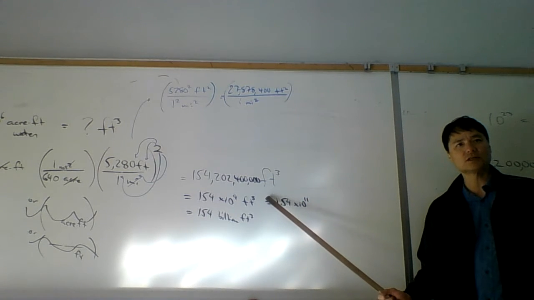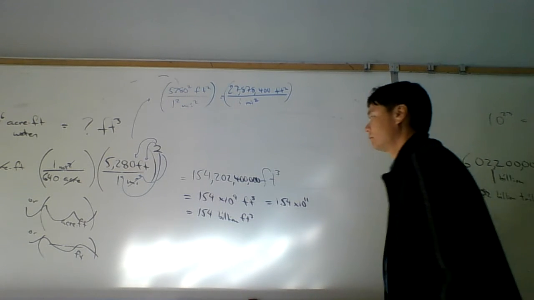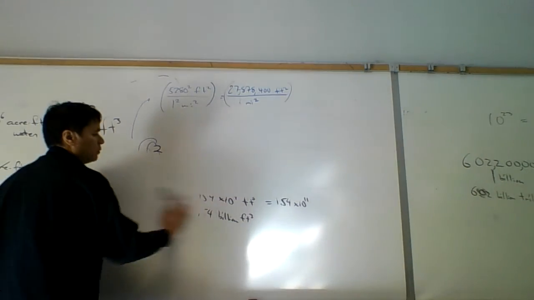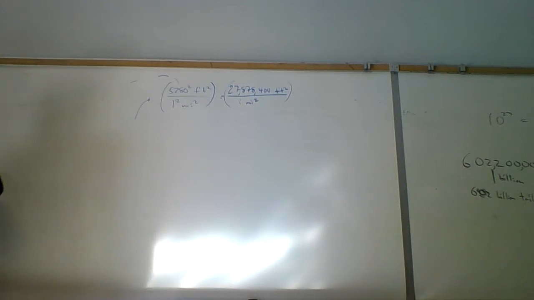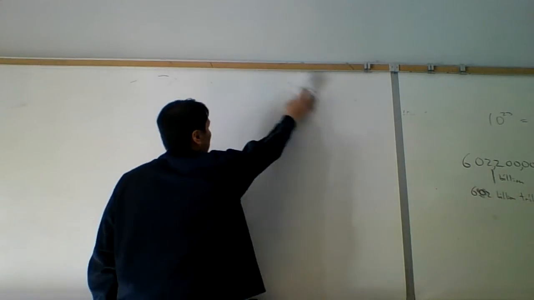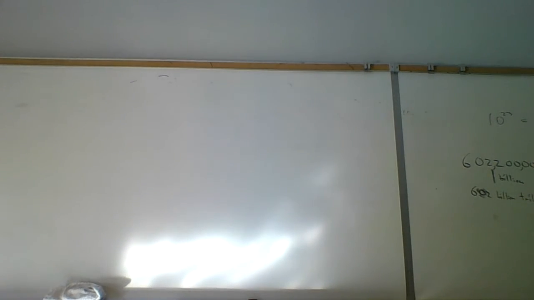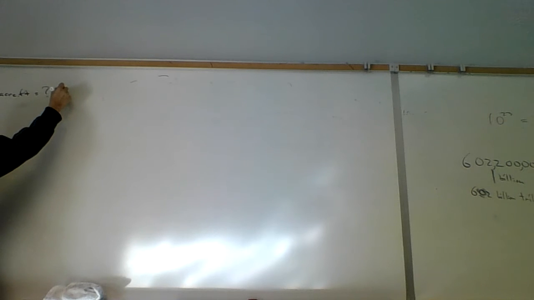Oftentimes we won't input all the digits into our calculator. Rather, I just start from the beginning. If we start from the given, then we aren't introducing any round-off error into the problem. Usually it doesn't take too much time to set everything up. So let's do part B in cubic meters. 3.54 times 10 to the 6 acre feet equals how many cubic meters?